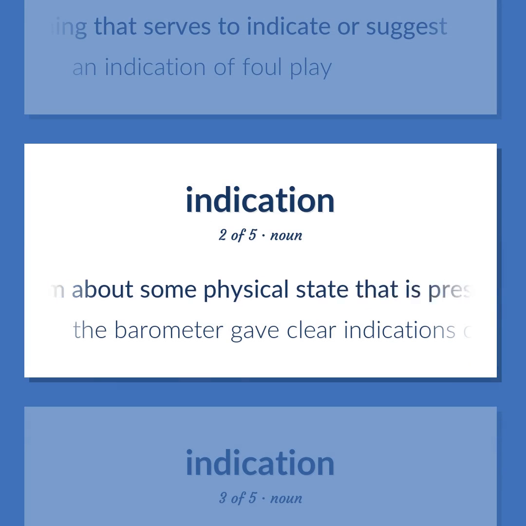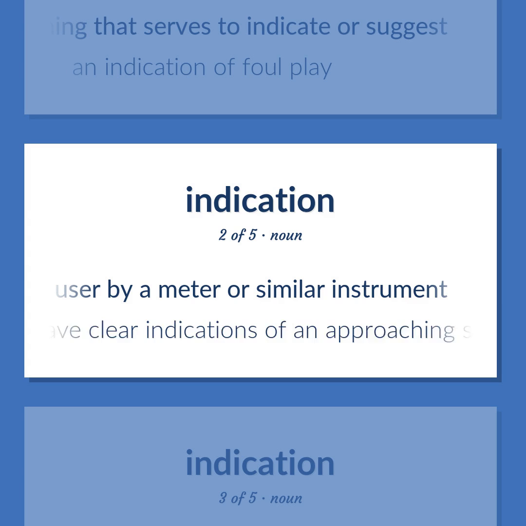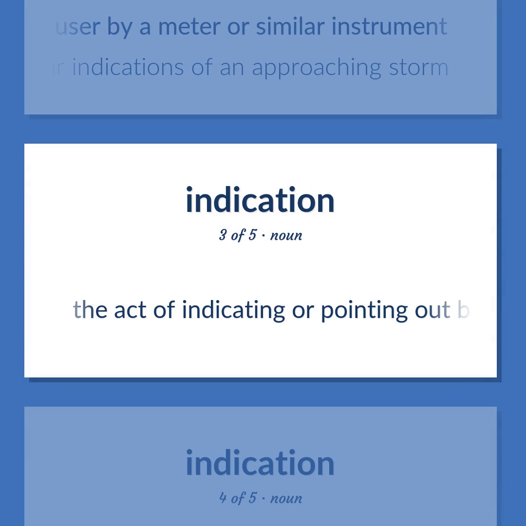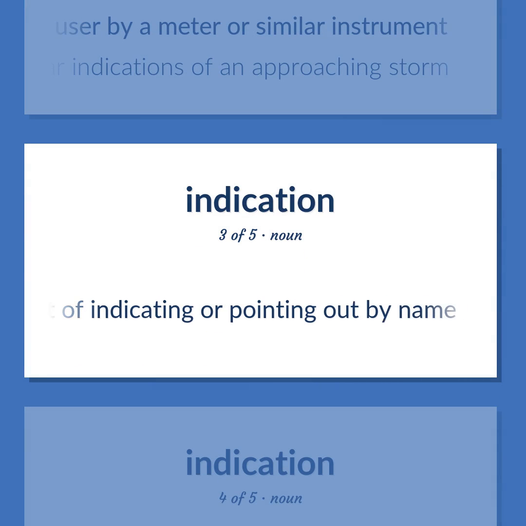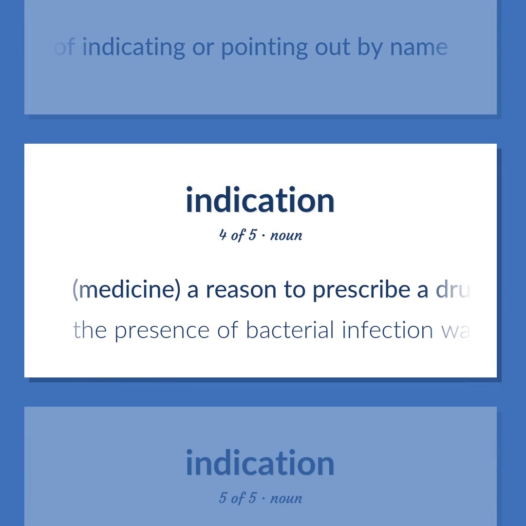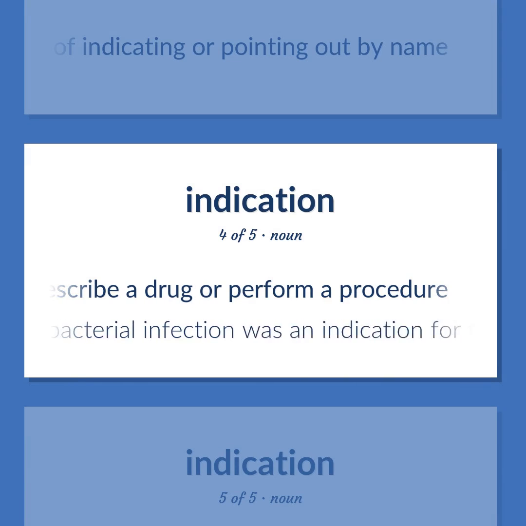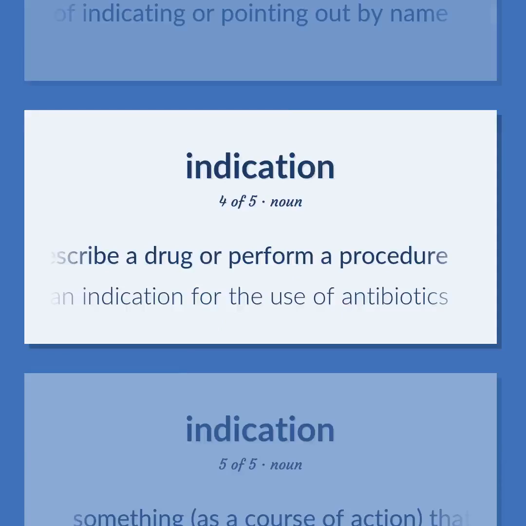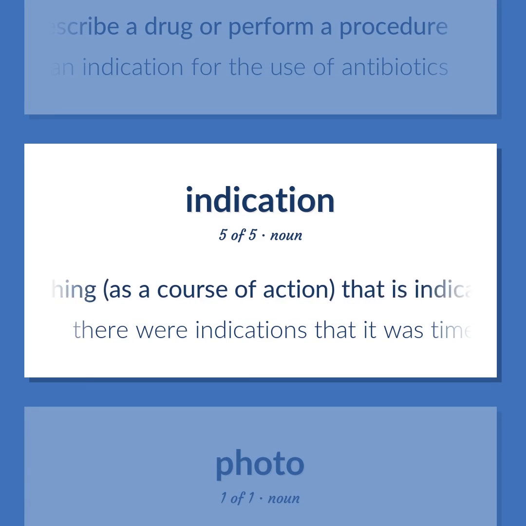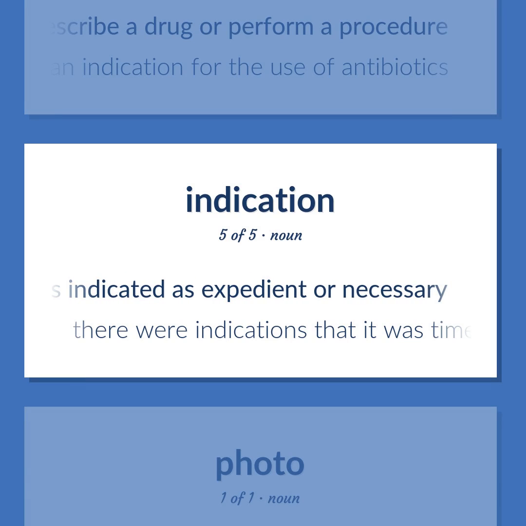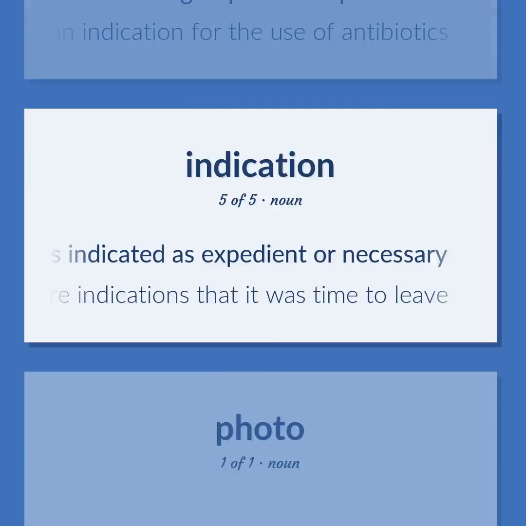A datum about some physical state that is presented to a user by a meter or similar instrument. The barometer gave clear indications of an approaching storm. The act of indicating or pointing out by name. Medicine. A reason to prescribe a drug or perform a procedure. The presence of bacterial infection was an indication for the use of antibiotics. Something, as a course of action, that is indicated as expedient or necessary. There were indications that it was time to leave.